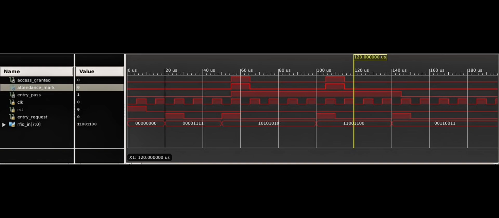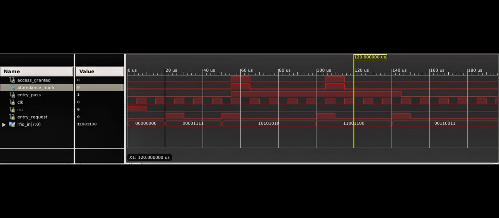In this waveform, we can observe the system response to multiple RFID inputs over time. When a valid RFID input such as 10101010 or 11001100 is applied with an active entry request, the system successfully generates high outputs for access granted, attendance mark, and entry pass. The entry pass signal remains high for a short duration due to the timer logic before returning to low.